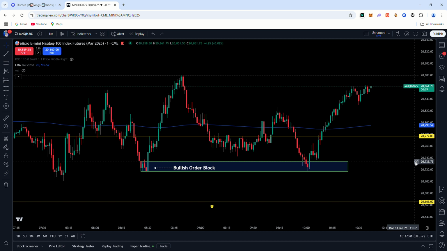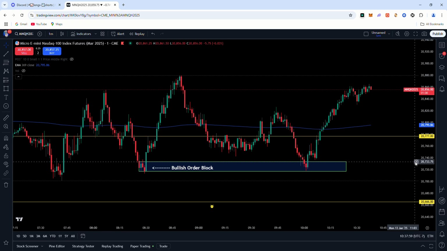I originally heard of the term bullish order block or bearish order block through a great trader, a great teacher named ICT. And the concept works flawlessly, especially when trading high frequency trading on the NASDAQ, right?